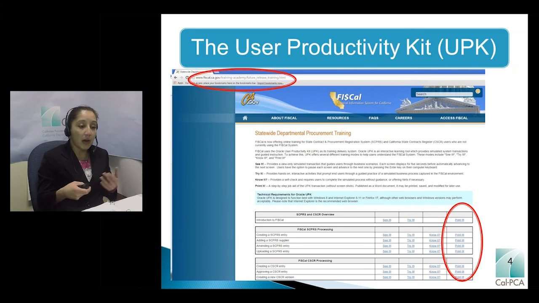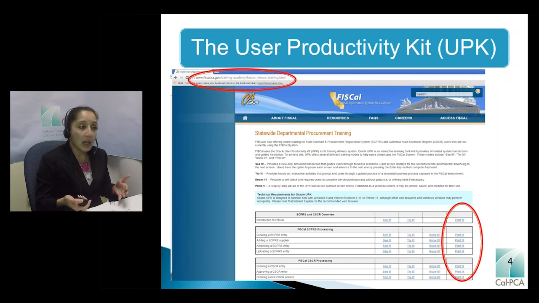The fourth column I want to call out is the print it option. So if you're someone that likes to have something tangible in your hand, maybe you want to have something printed out for your desk manual, maybe you want to make sure that you're doing all the right steps, there's the print it mode. Now you won't get the screenshots. However, you'll get the step-by-step directions that the UPKs take you through.